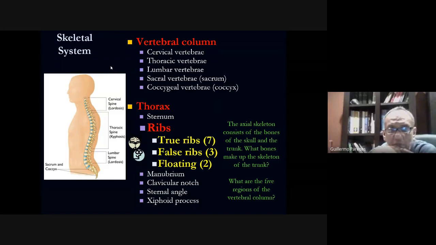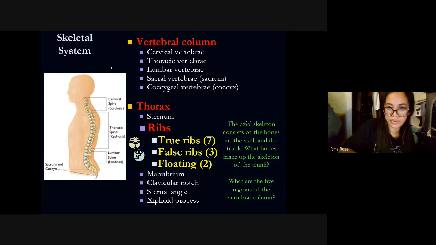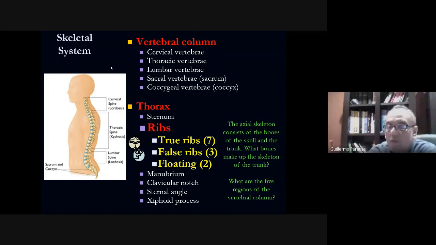We have the vertebra, and we have the cervical, thoracic, lumbar, sacral, and coccygeal vertebra, or coccyx, right? So we have how many pairs of ribs? 12. How many pairs of ribs? 12. Ribs, right? 12 ribs. Okay, so, 12 ribs. Leave it like that for a moment.